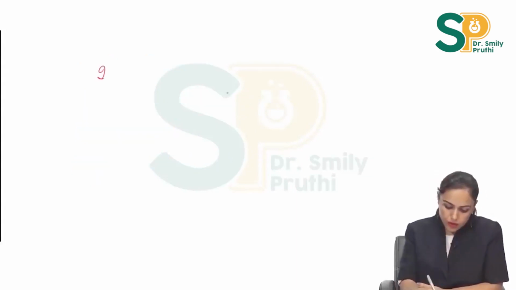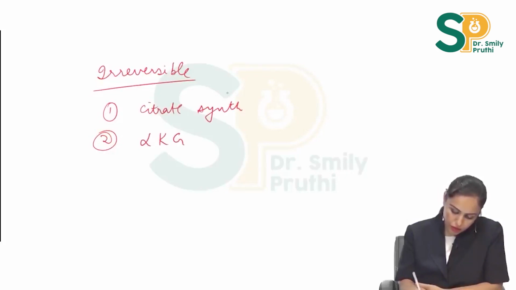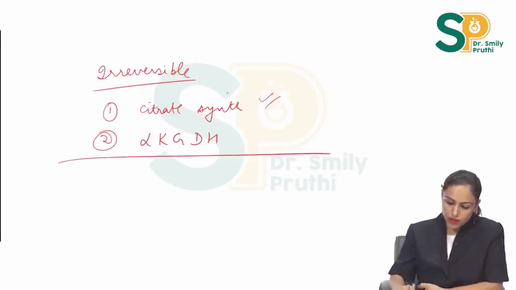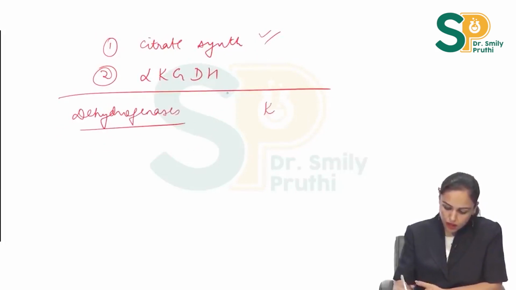And now irreversible steps of TCA cycle. There are 2 irreversible steps. One is citrate synthase and another is alpha ketoglutarate dehydrogenase. If both are given, then go for citrate synthase, right? Now tell me, how many dehydrogenases are there in TCA cycle and how many kinases are there in TCA cycle?